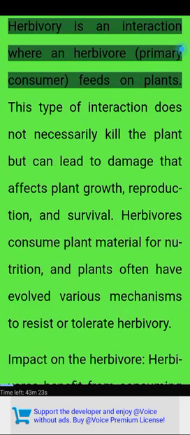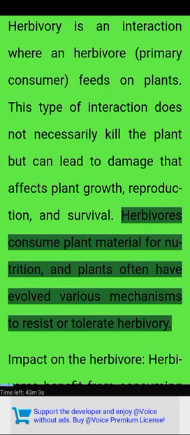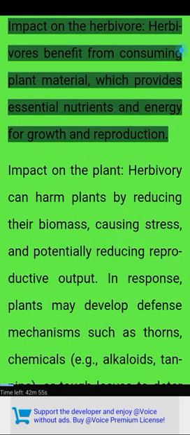2. Herbivory. Herbivory is an interaction where an herbivore, a primary consumer, feeds on plants. This type of interaction does not necessarily kill the plant but can lead to damage that affects plant growth, reproduction, and survival. Herbivores consume plant material for nutrition, and plants often have evolved various mechanisms to resist or tolerate herbivory.